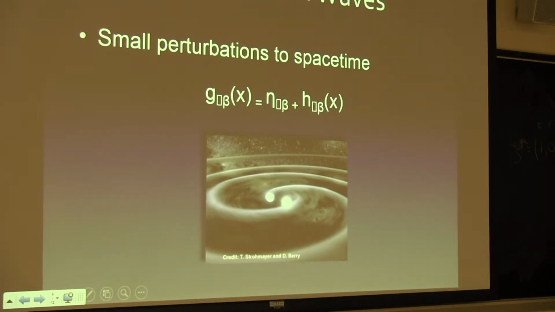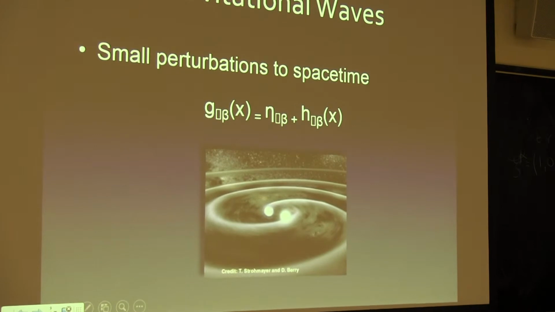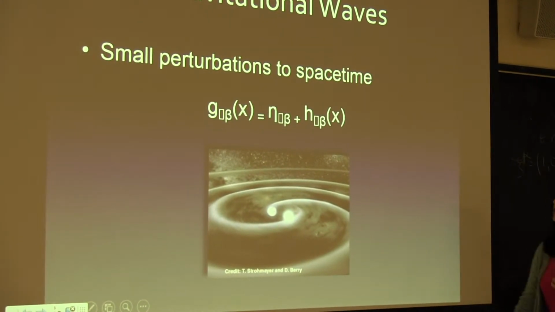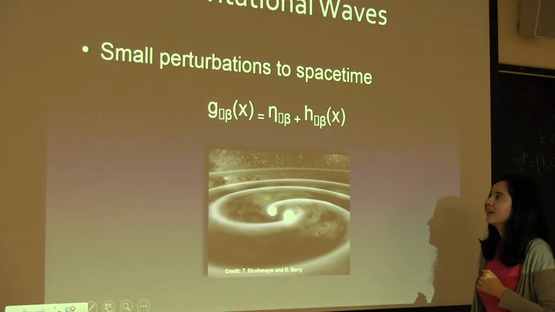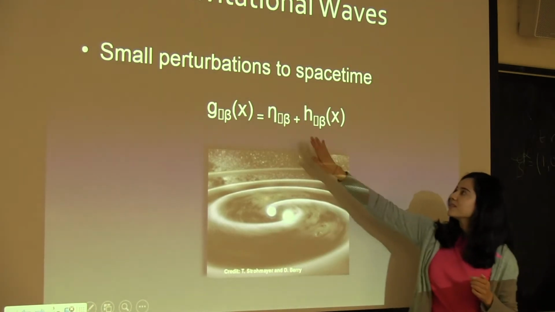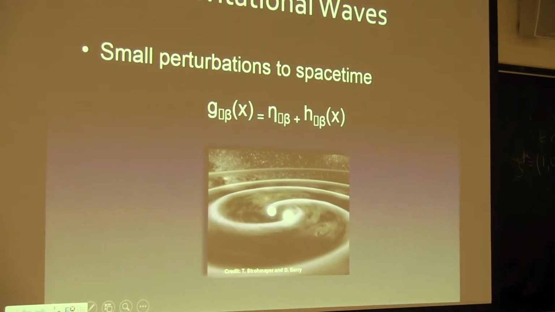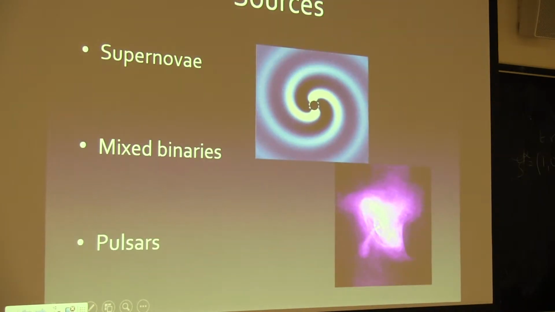And then gravitational waves. Gravitational waves are just small perturbations in space-time. It's given by some general metric, g alpha beta, and you just have your flat space-time plus some perturbation in the metric. Some sources of gravitational waves are supernovae and binaries, such as two black holes, two neutron stars, a black hole and a neutron star. You can even have our sun and a black hole, and pulsars.